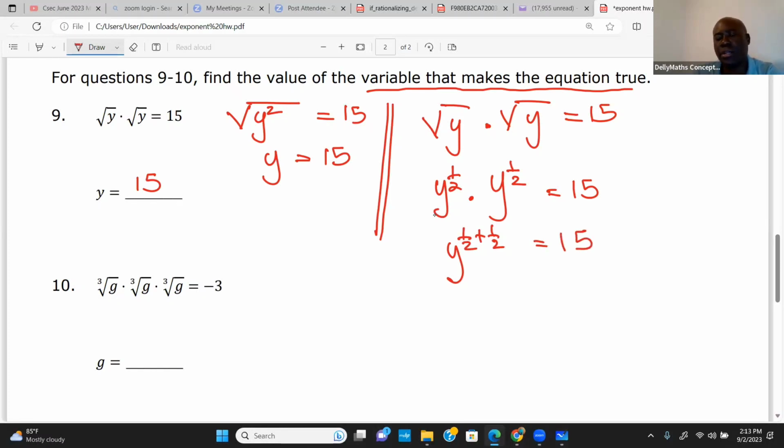Let's take a closer look. A half plus a half will give us y to the 1. So pay keen attention to this: half plus a half is 1. Now, 1 is the identity exponent, right? That means y is equal to 15. So that's another way that we could have done it. We would have gotten the same answer.